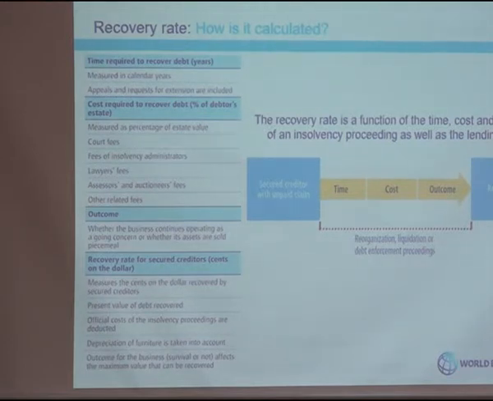The recovery rate, as I mentioned earlier, measures the cent on the dollar that would be recovered by secured creditors only. And here we talk about the present value of the debt that is recovered. And it only includes official costs for the insolvency proceedings. We also take into account the depreciation of furniture, and we look at the outcome for the business that would affect the maximum value that can be recovered.